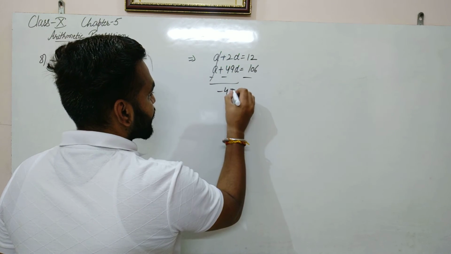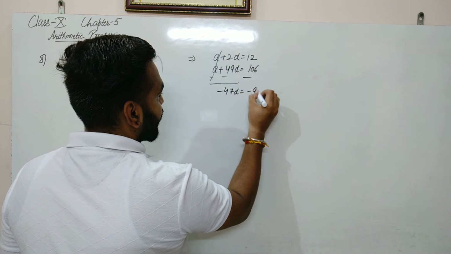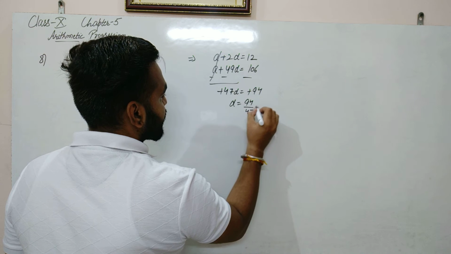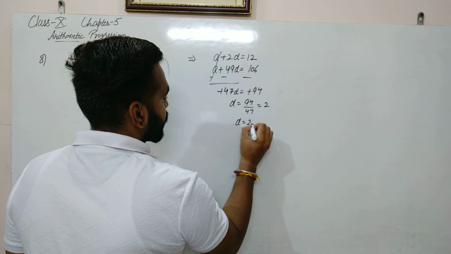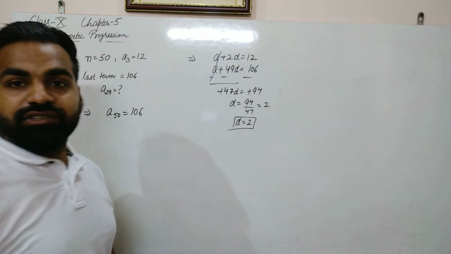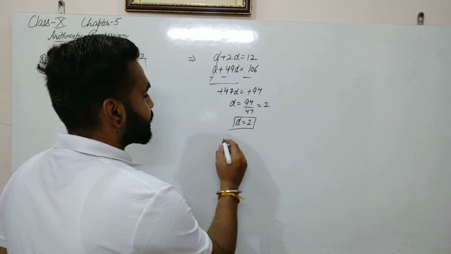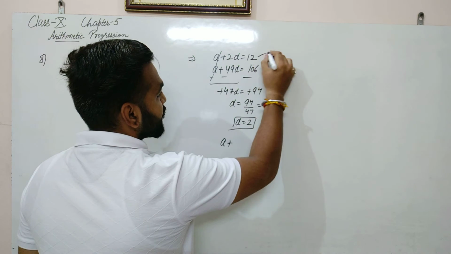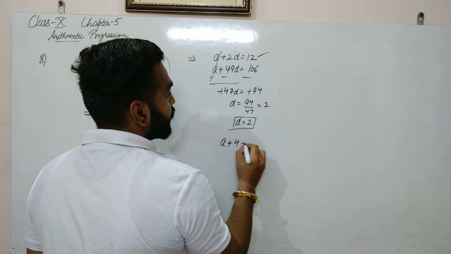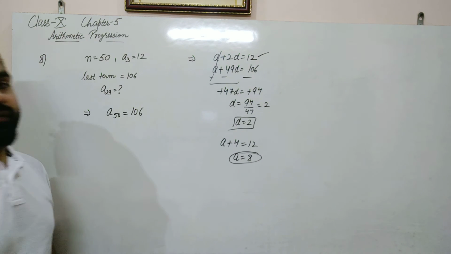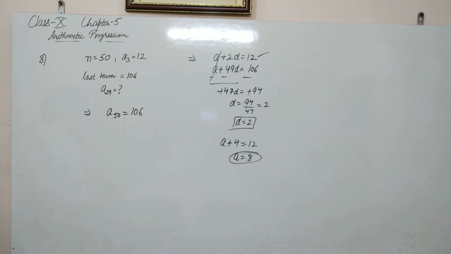This is minus 47D. This is minus 94. So from here D will be 94 by 47, that is 2. So the value of D is 2. Put the value of D in any of the two equations, and we will find the value of A. So I am putting it in the first equation: A plus 2 into 2, that is 4. So from here the value of A is 8. So D is 2, A is 8.